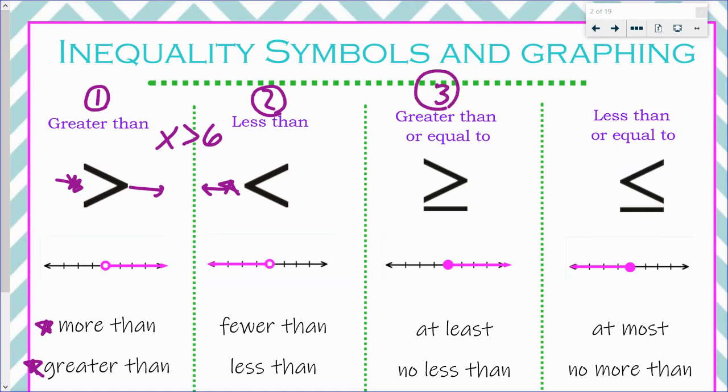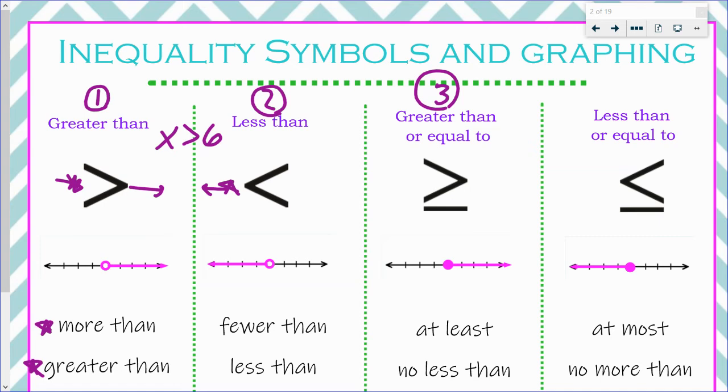Next, we have greater than or equal to. So greater than or equal to is going to have the greater than symbol, and then also the one line of an equal sign underneath. That's going to be a closed circle, because greater than or equal to means it could include that number that it's on. Closed circle, shading to the greater numbers.